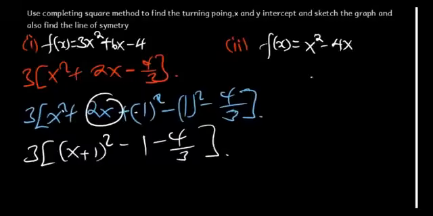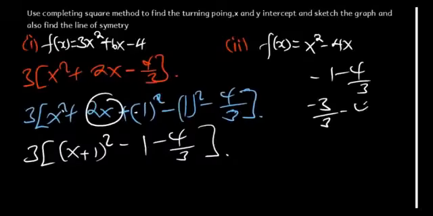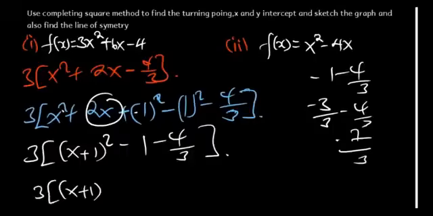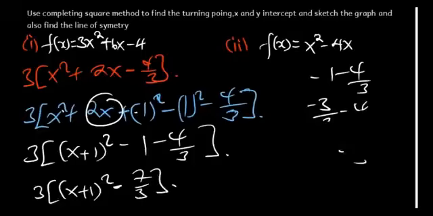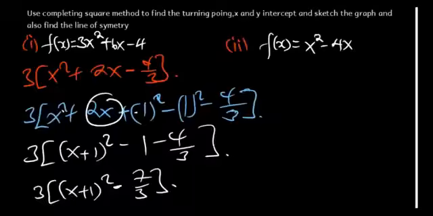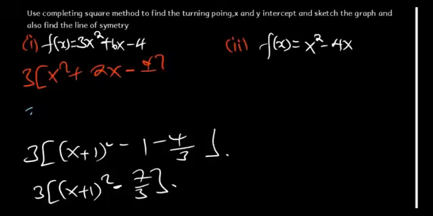Now if we have negative 1 minus 4 over 3, it's the same as negative 3 over 3 minus 4 over 3, because negative 3 over 3 is negative 1. So this is going to give us negative 7 over 3. So this part is going to be 3 times (x plus 1) squared minus 7 over 3. Okay, so I have this. Now I can distribute the 3.